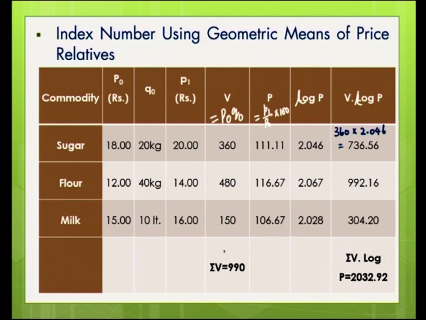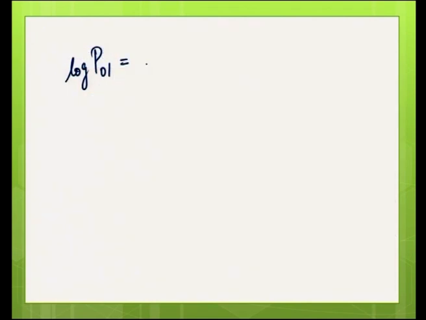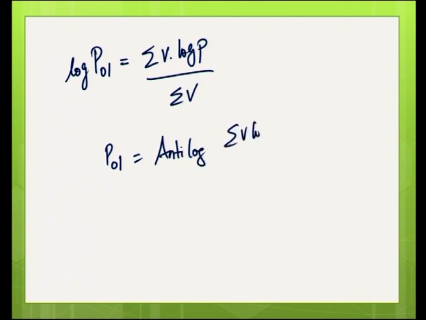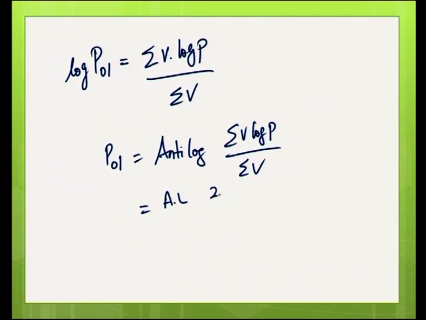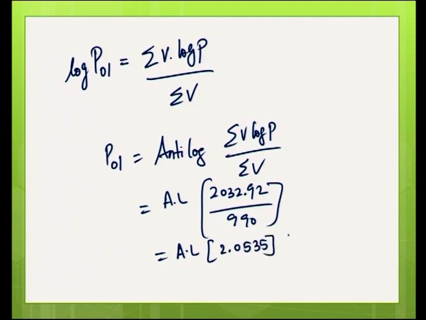Likewise, it is calculated. Now, take the summation V, which is 990, and then you have to take the summation V into log P, which is equal to 2032.92. And now, the price index is calculated using geometric mean as follows. Log of P01, the logarithm is taken with respect to P, therefore, we have summation V into log P by summation V. So, P01 is the anti-log of summation V log P by summation V, which is the anti-log of 2032.92 divided by 990, which is nothing but the anti-logarithm of 2.0535, equal to 113.11.